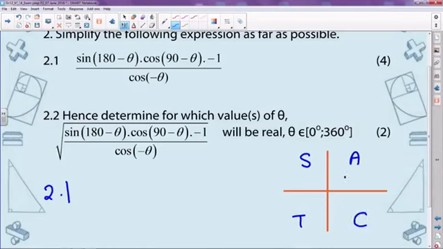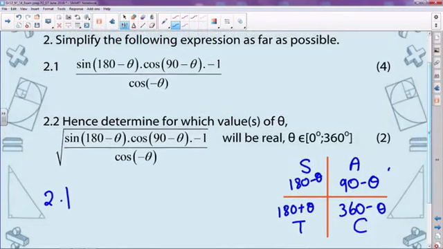Remember, all your angles in the first quadrant are less than 90 degrees, and your angles in the second quadrant are between 90 and 180 degrees. Your angles in the third quadrant are between 180 degrees and 270 degrees, and your angles in the fourth quadrant are between 270 degrees and 360 degrees. Most of you hopefully remember this diagram and how to apply it. You've done quite a lot of application by this point.